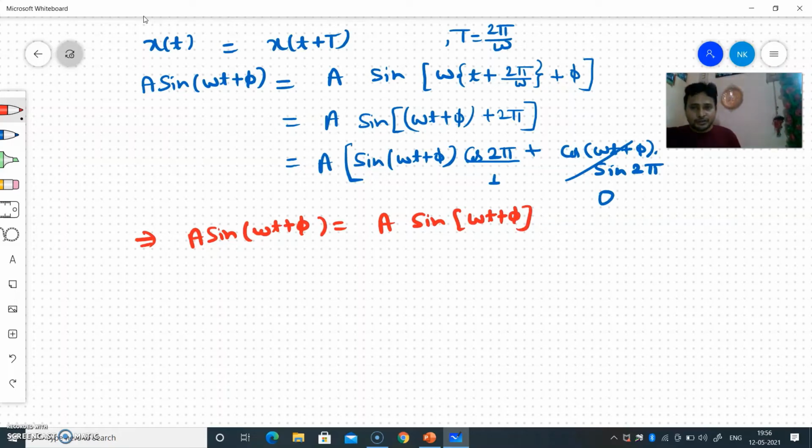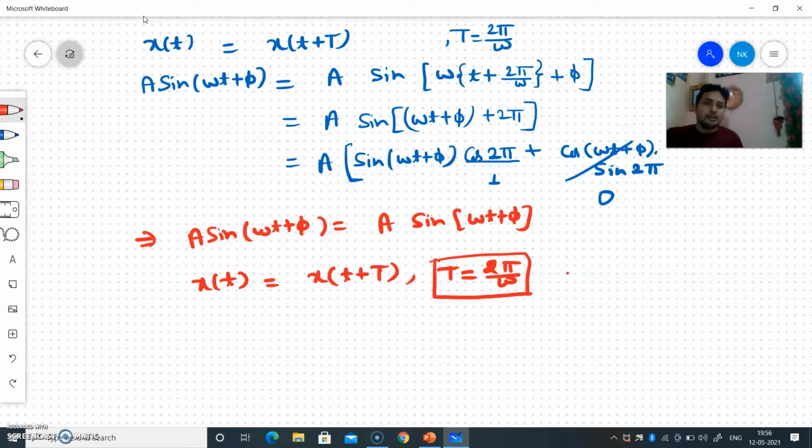So we see that when I put t plus capital T, where capital T is 2 pi by omega, I get the same displacement. It means T is equal to 2 pi by omega is the time period of simple harmonic motion. Okay, so let's see other things as well.